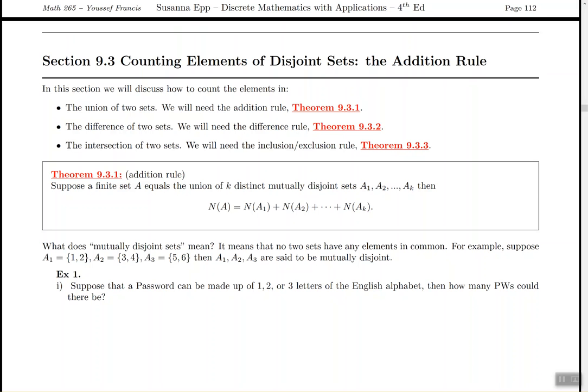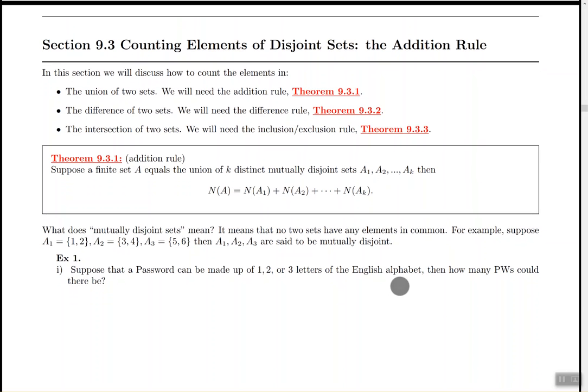The section starts with 9.3.1, the addition rule. It talks about how to find the cardinality of a set that's made up of k distinct mutually disjoint sets. It says that the cardinality of A is going to be the cardinality of A1 plus A2 and so on and so forth. Now, let's explain what this is and break it down one step at a time.